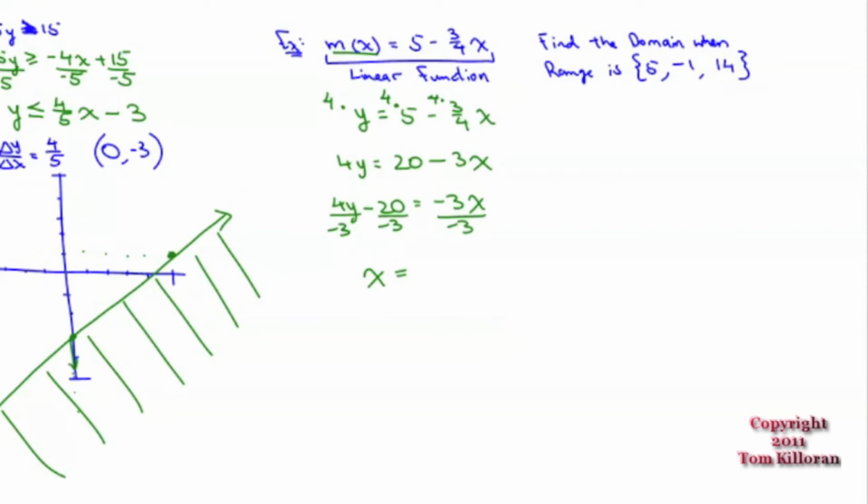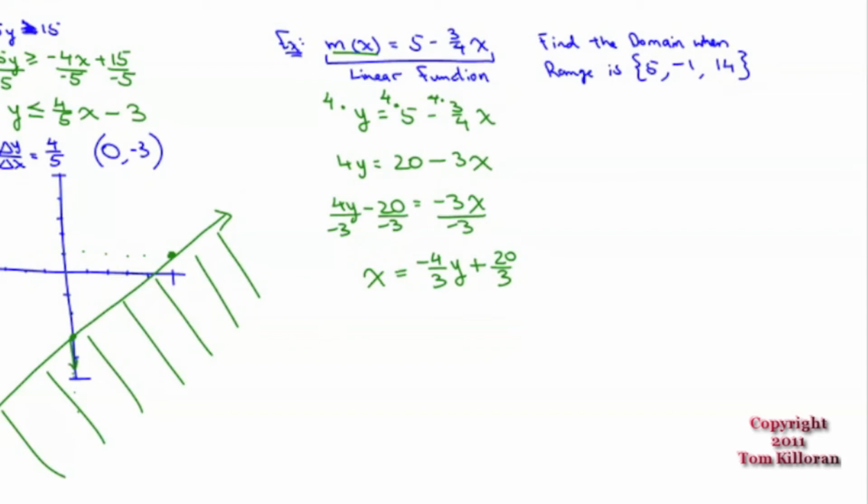4y over negative 3 is better known as? Negative 4/3, y. Don't you dare use cooking numbers. Negative 20 divided by negative 3 is better known as? Positive 20/3. Oh, this isn't looking good. Lots of fractions. I wonder if I screwed up. No, I didn't. At least I don't think I did.